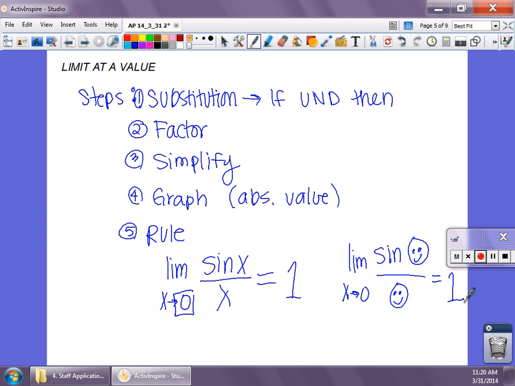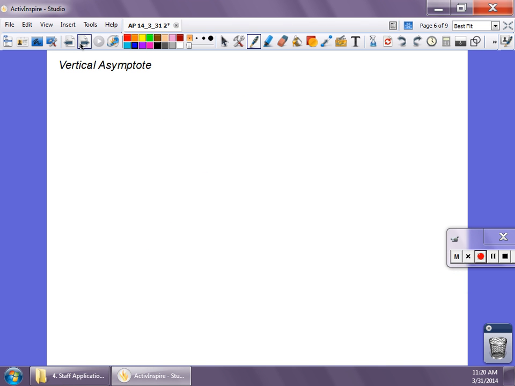Alright, limits at a value. That should be pretty much a mini summary of what we did when we learned limits at a value. Then we're going to go into vertical asymptotes, which are also limits at a value, but they're just weird ones. Because a vertical asymptote happens when your limit as x goes to c from the left. So what happens if I'm at a vertical asymptote? If I come in from the left, I better be going either positive or negative infinity. One or the other.